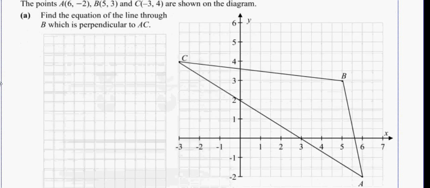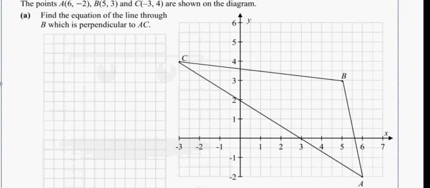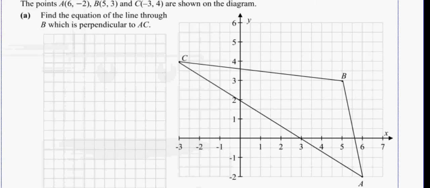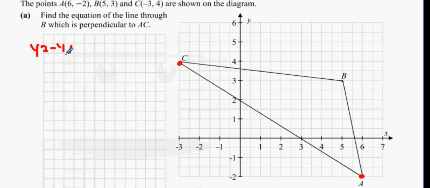Alright. Here we have a triangle. Find the equation of the line through B, which is perpendicular to AC. Go on, you guys try it first and I'll follow you in. Alright guys, get the slope of AC would be your first bet. So slope formula of y2 minus y1 over x2 minus x1.